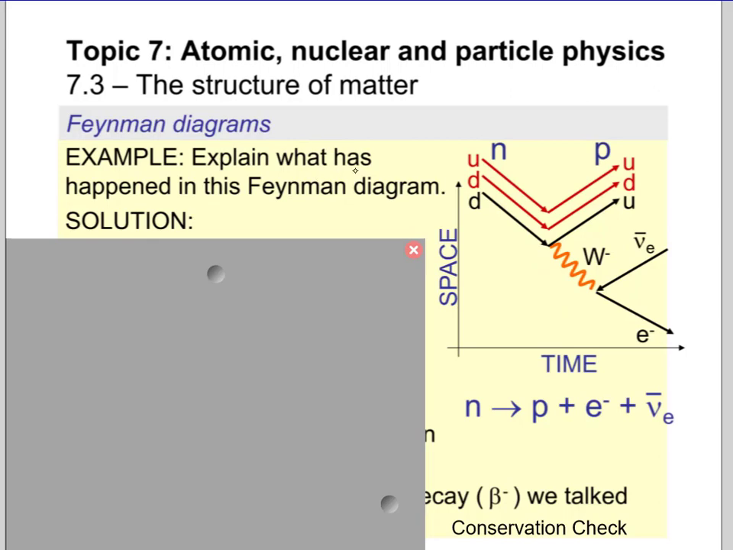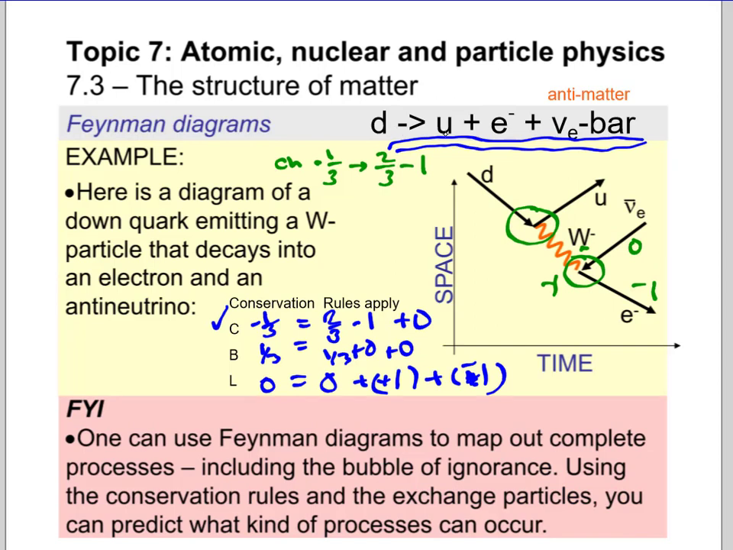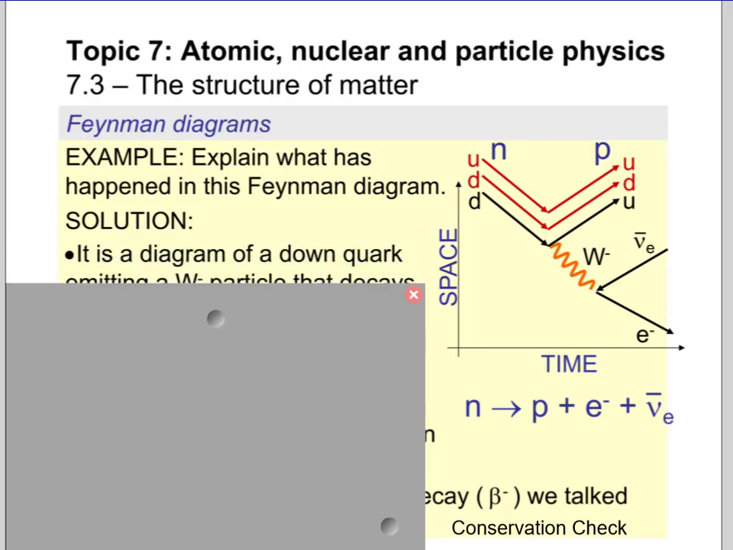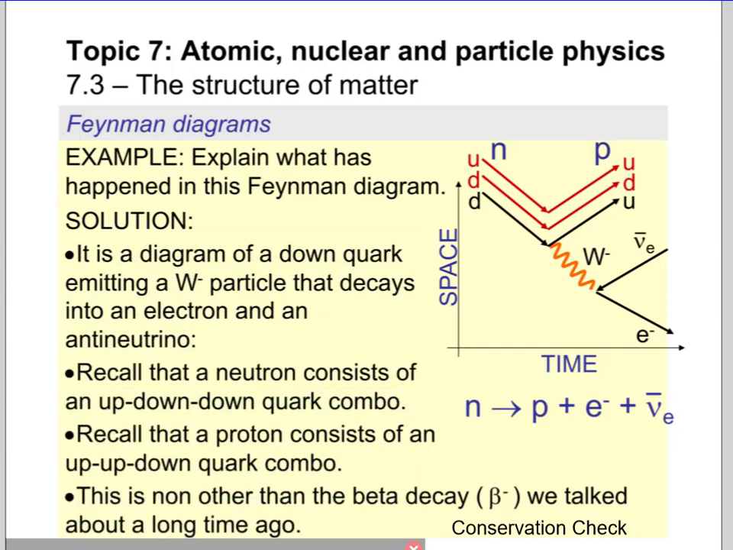Explain what has happened in this Feynman diagram. Now, we've actually just looked at this one already. If we go back here for a minute, we had a down turning into an up with an electron and an anti-electron neutrino. Well, here's the rest of the story. Here's that down quark again. Here's the up quark. An up, down, down, that's a neutron. And then the up, down, up, that's a proton. So this is a diagram of our beta negative decay.